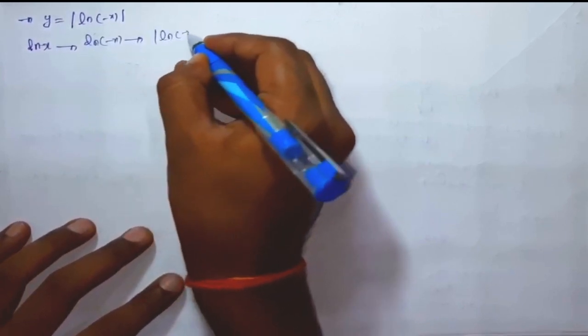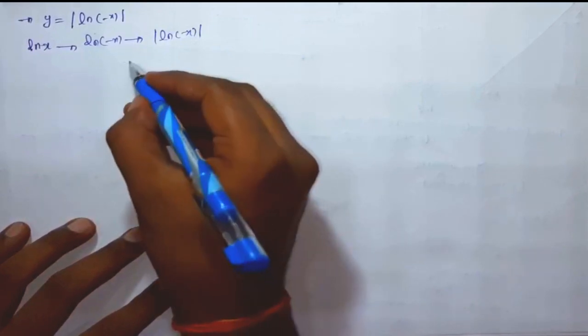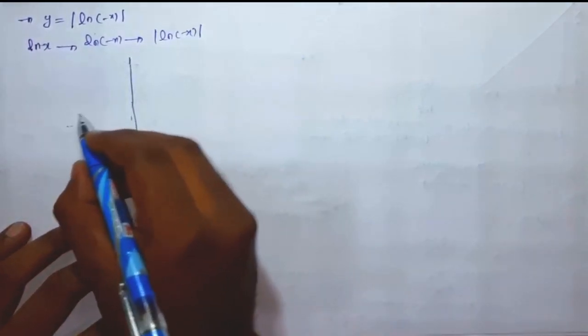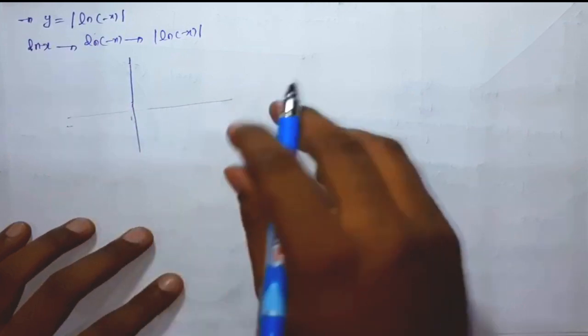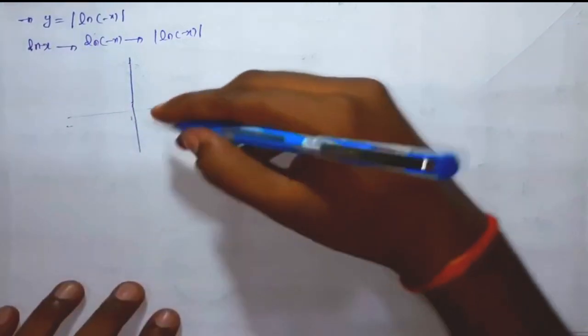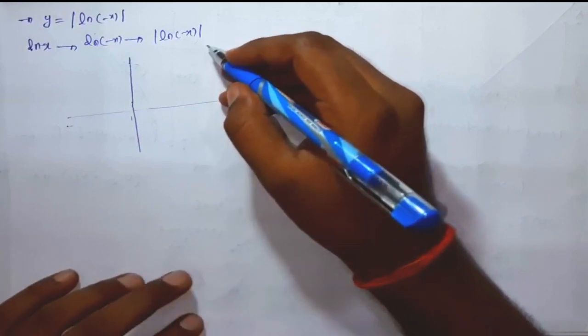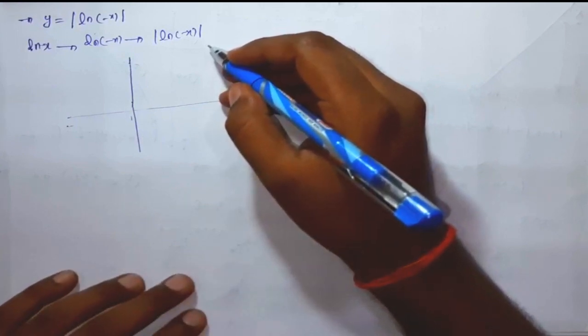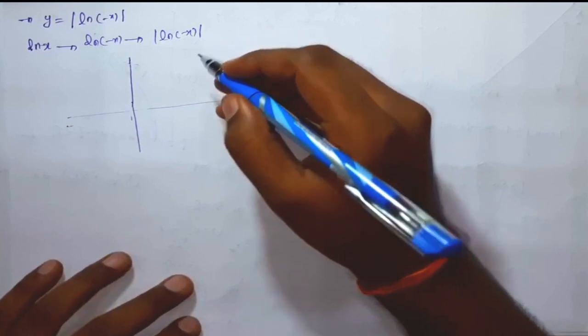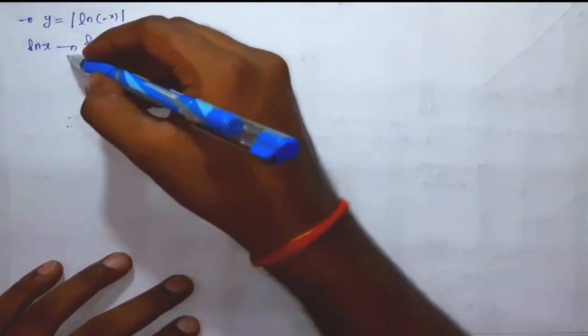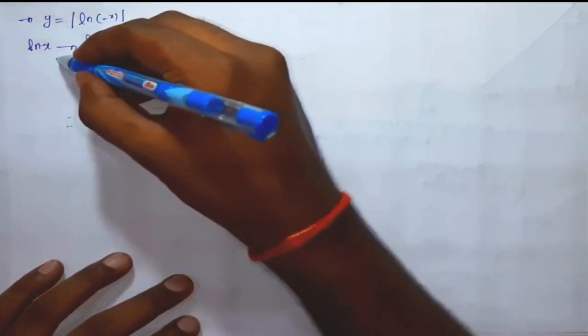So this is the Cartesian plane, and ln x will be like this. For ln of minus x, x is replaced by minus x, so we take the image in the y-axis. So ln of minus x will be like this.